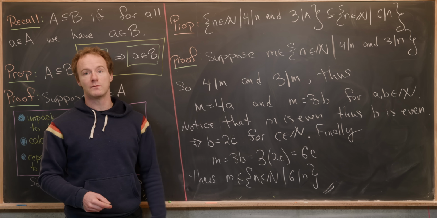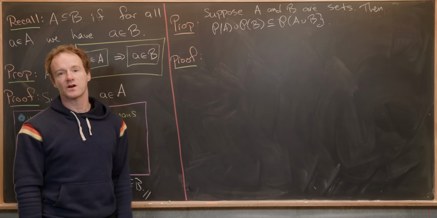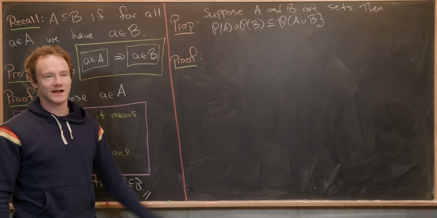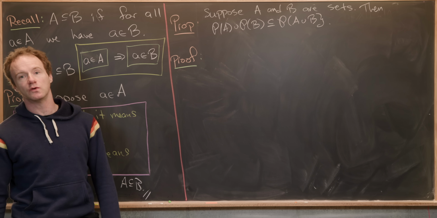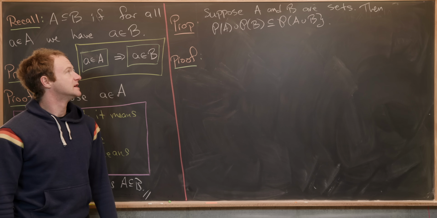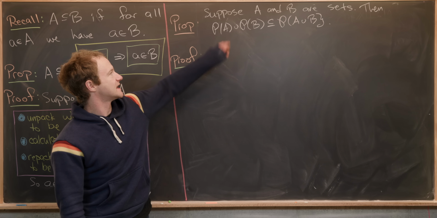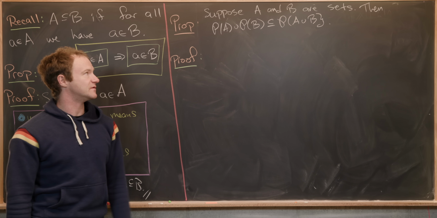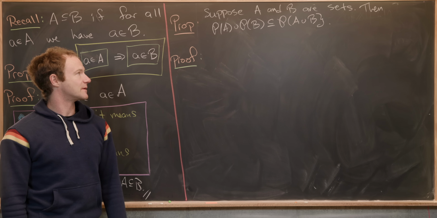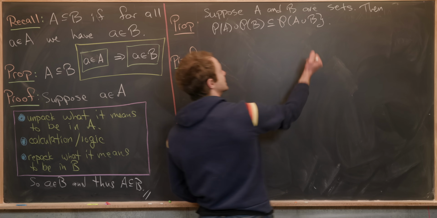Okay, let's do one more example of this. For our next example, we're going to have the setup that A and B are two arbitrary sets. Next, we're going to show that the power set of A union the power set of B is a subset of the power set of A union B.